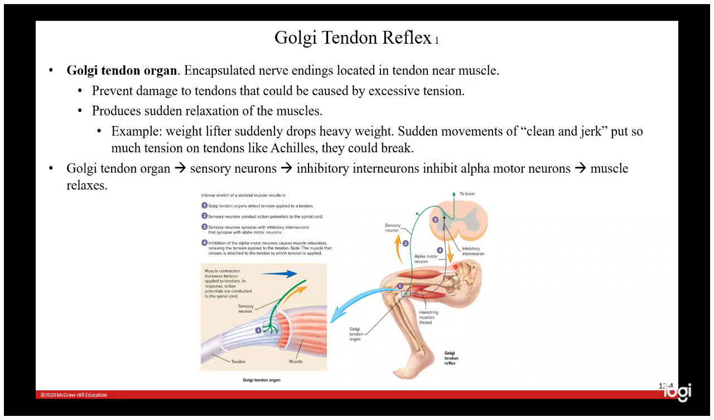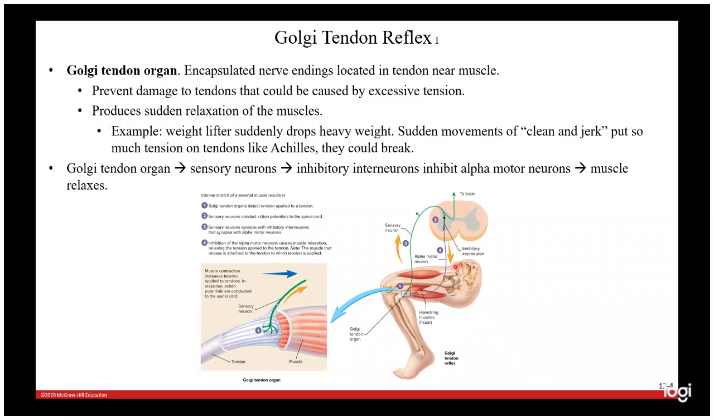And this is a reaction that is similar to the stretch reflex and its purpose. Its purpose is to prevent damage to the tendons that can be caused by excessive tension. So before we were talking about damage to the muscle because of excessive tension. Now we're talking about a way to protect the tendons from excessive tension.